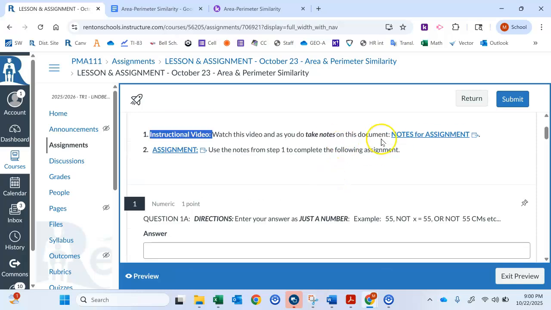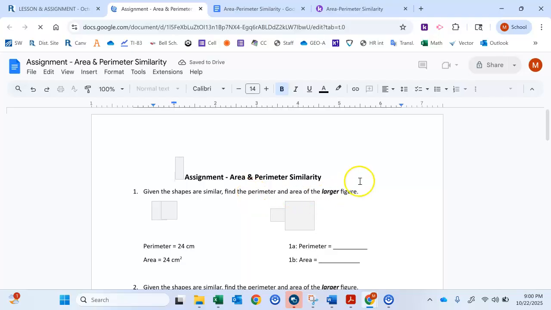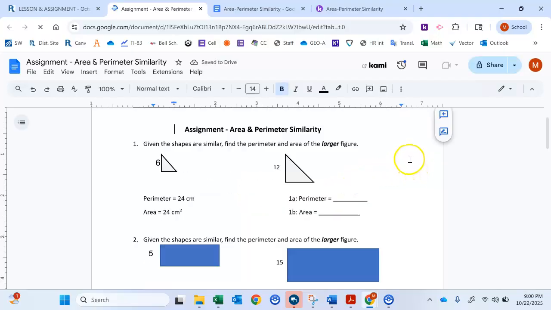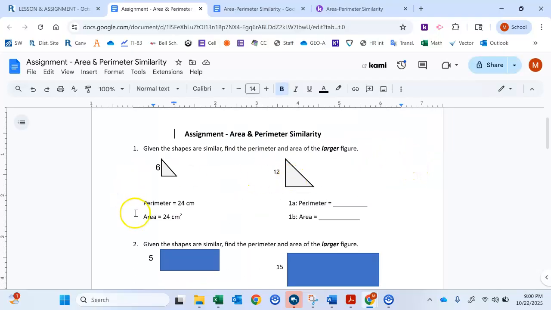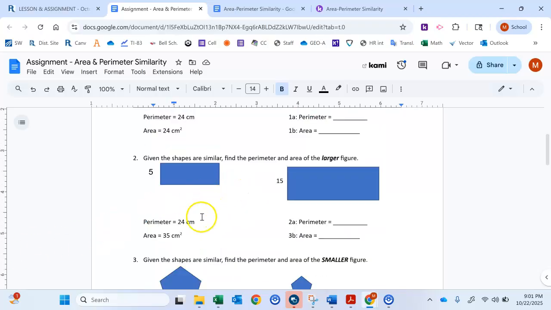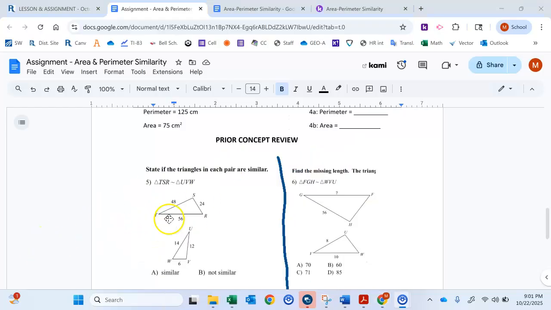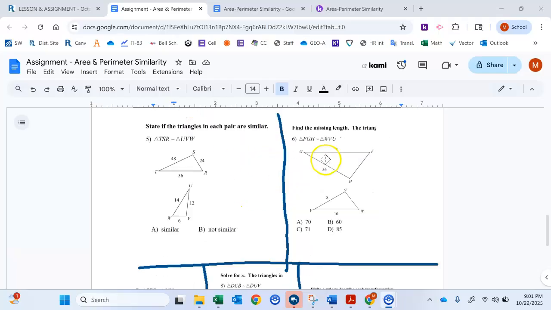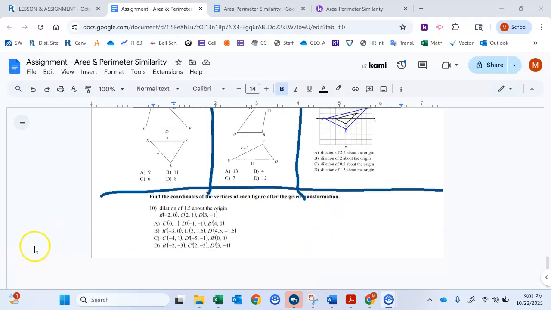And you use your notes that you just took, and the assignment's right here. You open that up, and what you'll notice about the assignment is that you've got the same kind of questions. Sometimes they give you the perimeter of the smaller one, and you can figure out the perimeter and the area of the bigger one. And sometimes they give you the area of the larger figure, and you have to find the smaller one. So make sure you read carefully. And then when you're done with that, make sure you do the additional review and then enter your answers in Canvas.